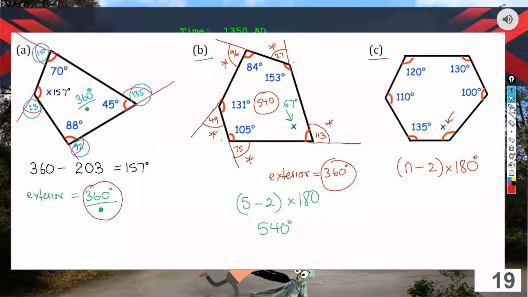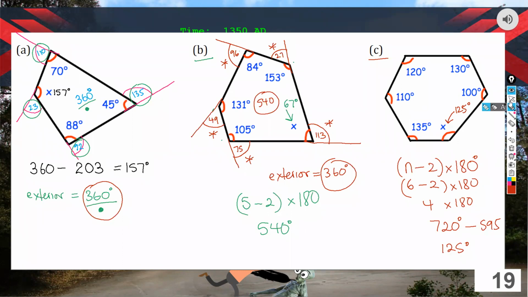All right, so remember, we're replacing N with 6 because there are 6 sides. So it's 4 multiplied by 180, which is 720. We add up all the angles here. And when we add up all the angles that are in the shape, we're going to get what? 595. So we minus it from the 720 to get 125 degrees. So X is 125 degrees.